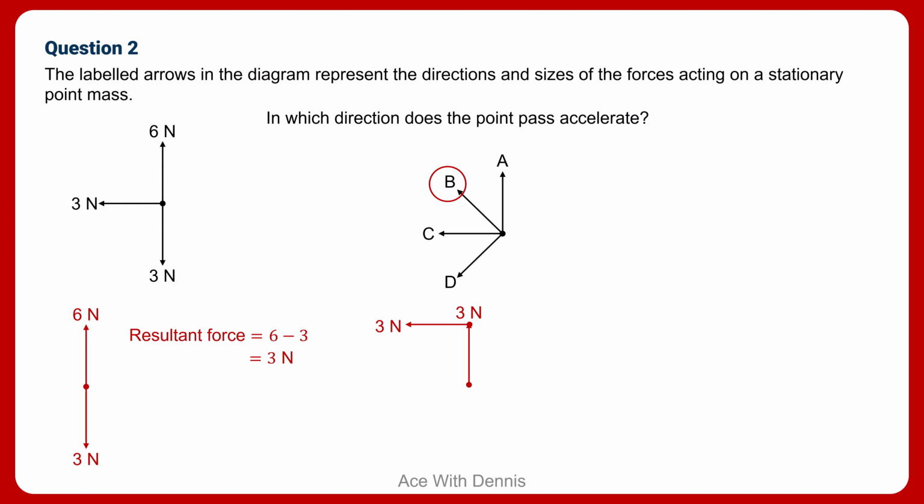So we use the tip-to-tail method to determine the resultant force. So here is the direction of the resultant force F. Hence the answer is B. If you want to know the value of this force, we can apply Pythagoras' theorem, which is F equals square root of 3 squared plus 3 squared, which is square root of 18 newtons.